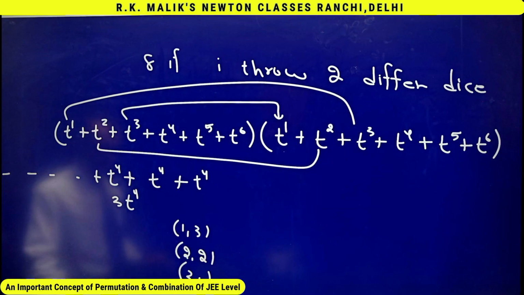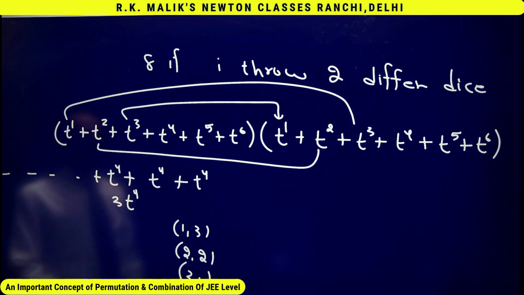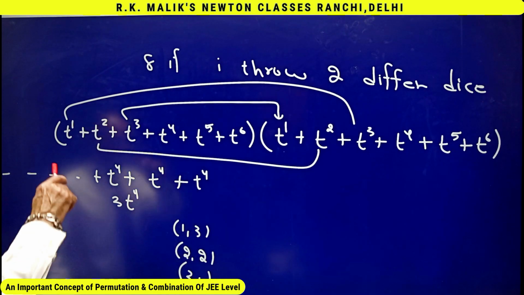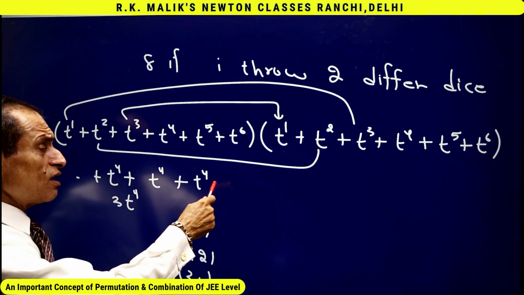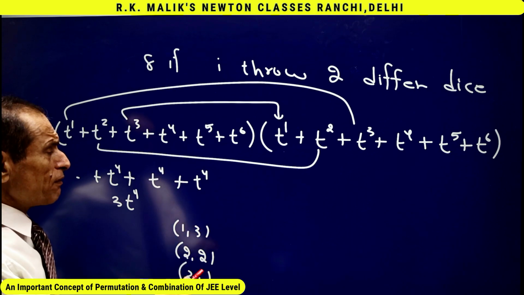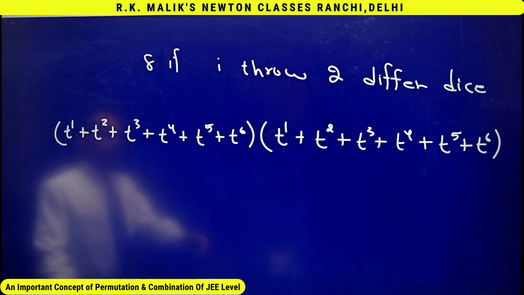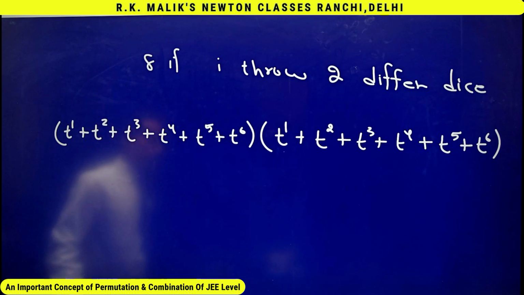Now, see the main thing which I am going to tell you now. My main aim of teaching all these things was: the coefficient of t to the power 4 is indicating the number of ways of getting a total of 4 with the help of two dice. That is, in the multiplication of these two, the coefficient of every term indicates the number of ways of getting that power of t. I know that by now you must have understood. Just for more clarity, suppose I want to do this question. In how many ways can I get a total of 8 with the help of two different dice?